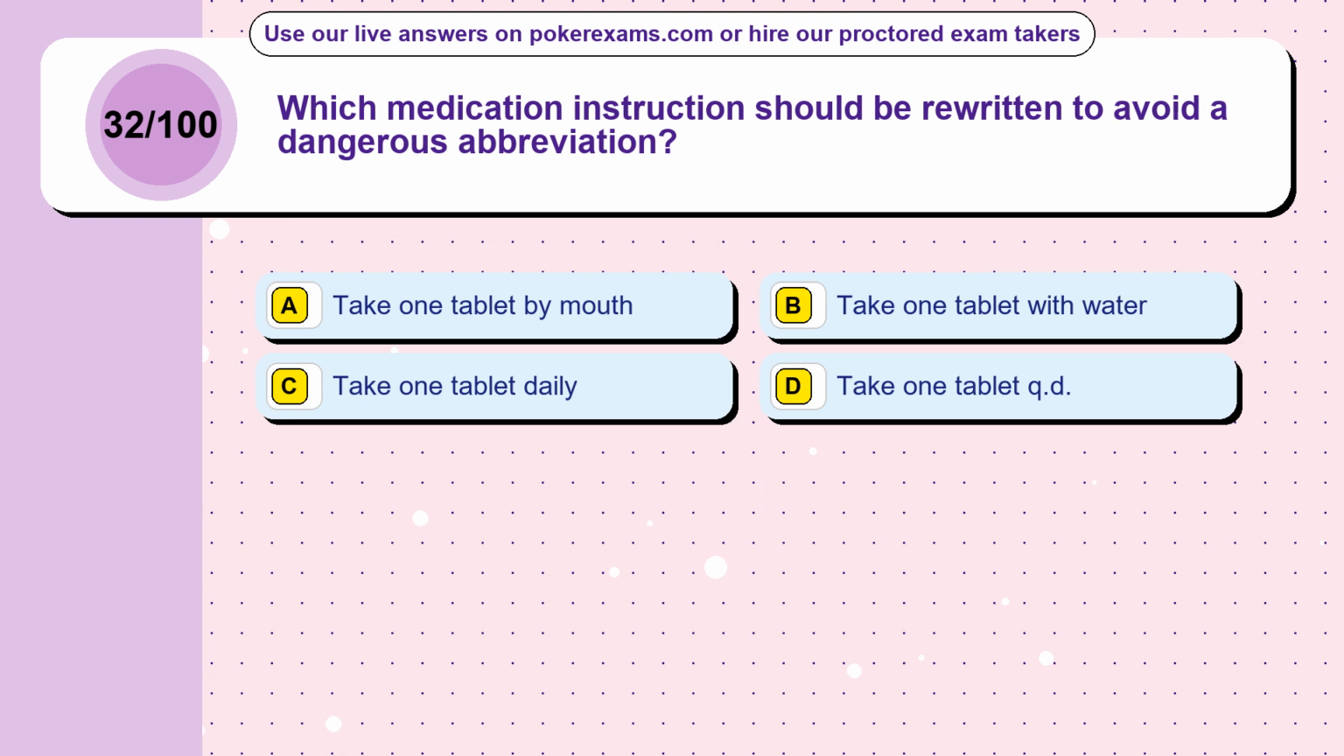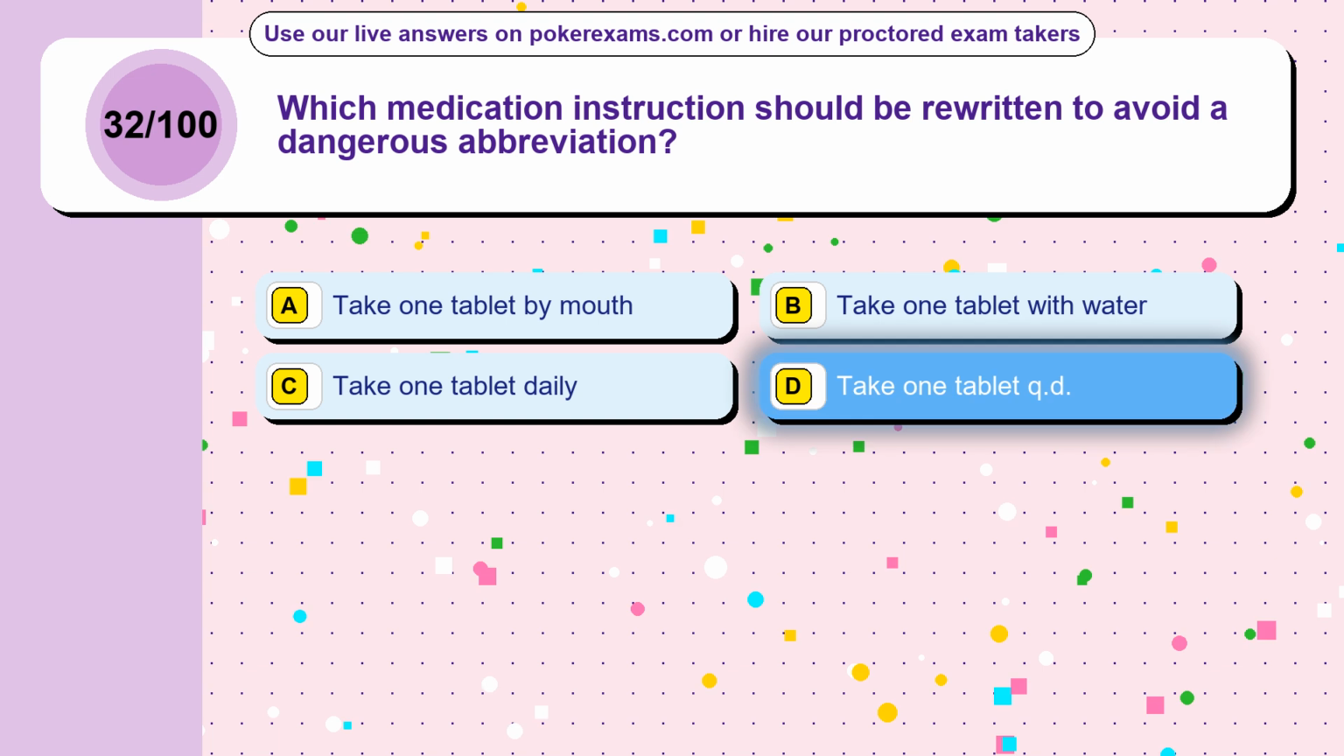Question 32. Which medication instruction should be rewritten to avoid a dangerous abbreviation? Option A. Take 1 tablet by mouth. Option B. Take 1 tablet with water. Option C. Take 1 tablet daily. Option D. Take 1 tablet QD. The correct answer is option D.